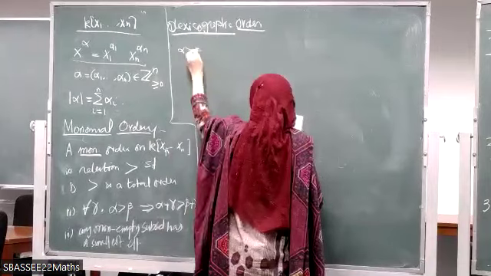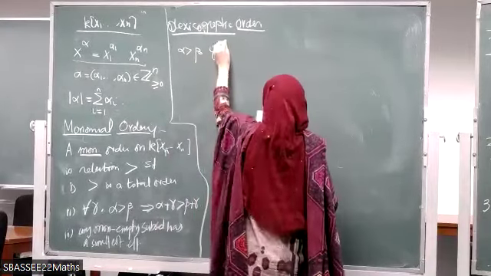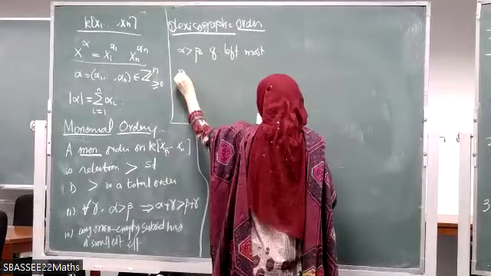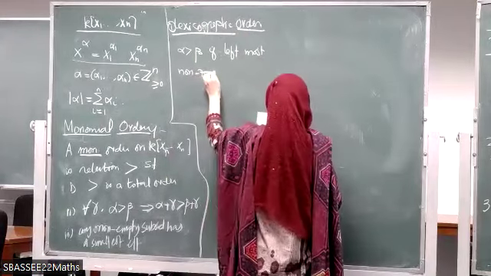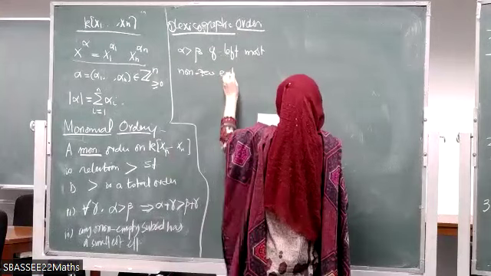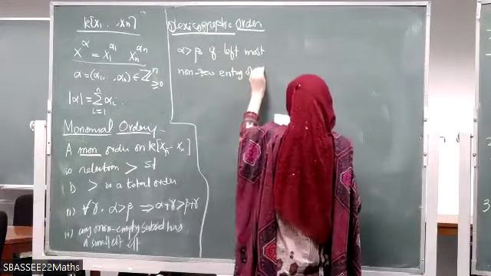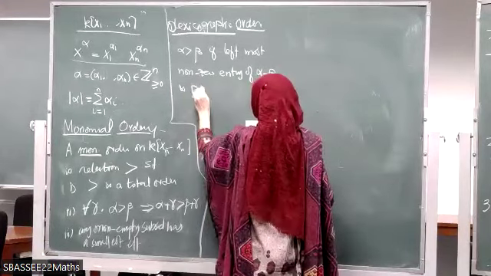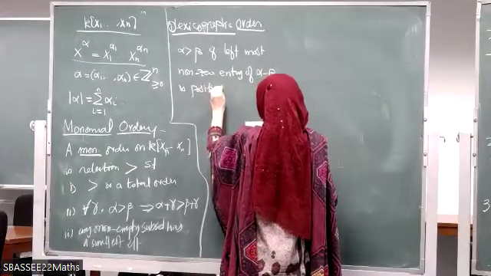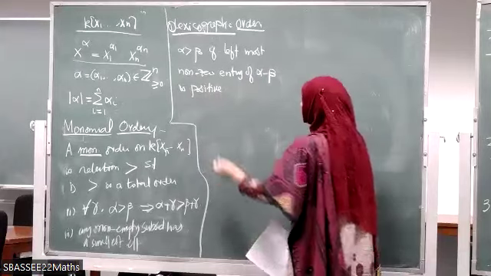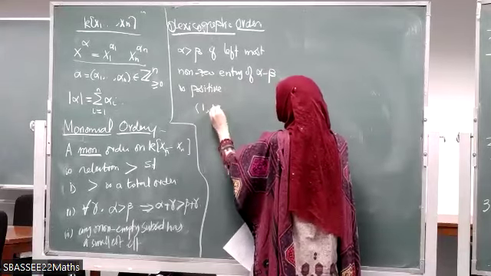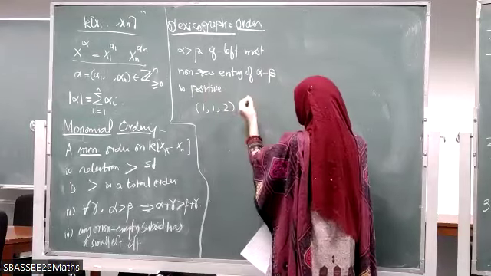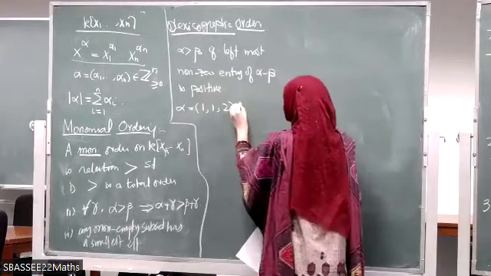So I will just write it again. If the leftmost non-zero entry of alpha minus beta is positive, then alpha is bigger. For example, if you have here 1, 2, 3, and their corresponding, okay, I'll write it later on.